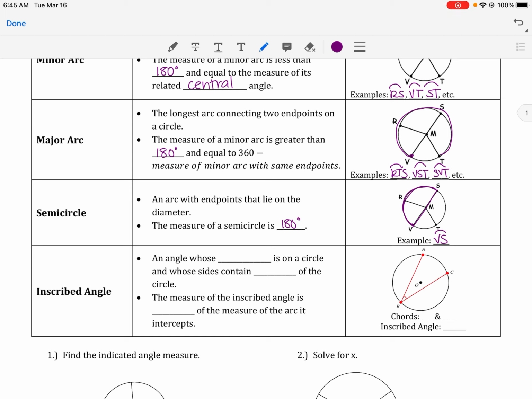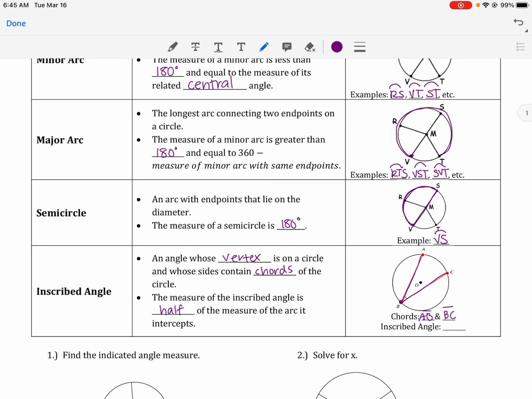Last but not least, an inscribed angle is an angle whose vertex is on the circle. So B is the vertex, the point of the angle, and its sides contain chords of the circle. Chords, for example, are like this line AB or this line BC, where they cross through the circle, but they don't necessarily go through the center. The measure of the inscribed angle is half the measure of the arc it intercepts.